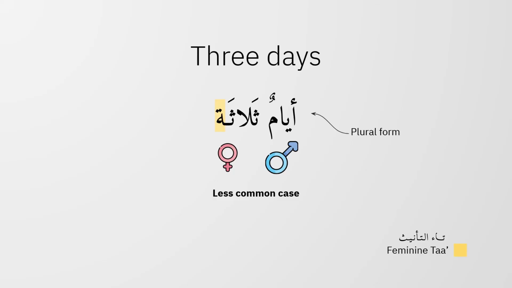What about أيام ثلاثة? This is also valid, but it's less common. Unlike numbers 1 and 2, the order in numbers 3 to 10 is not important. The noun can come first and the meaning remains unchanged, but this is less common than the previous case.